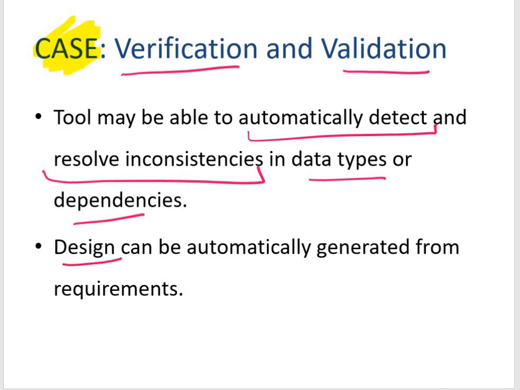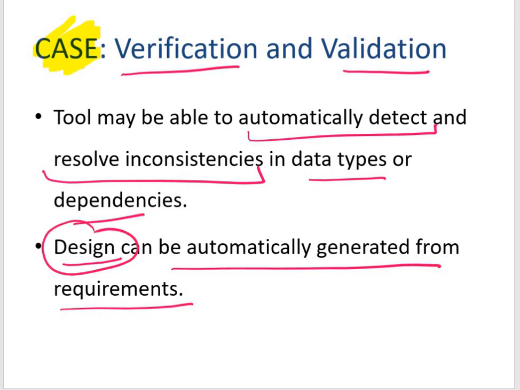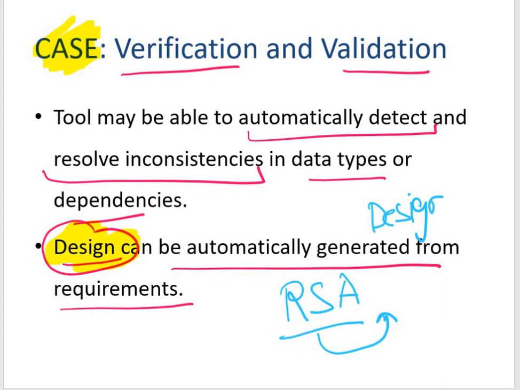So the design can automatically be generated from the requirement. So these things are automated, right? Your RSA tool works very efficiently. From the requirements document, I can get the design. From the design, I can get the code as well. And yes, of course, I need to customize this code. I need to verify and I need to bring some changes as well.